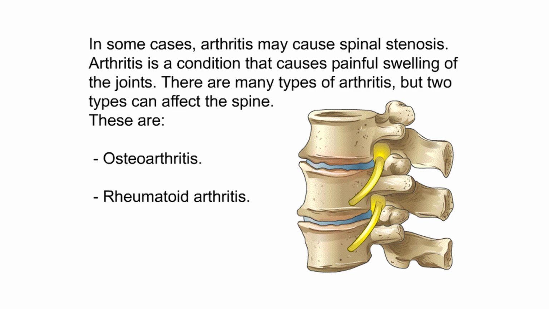In some cases, arthritis may cause spinal stenosis. Arthritis is a condition that causes painful swelling of the joints. There are many types of arthritis, but two types can affect the spine. These are osteoarthritis and rheumatoid arthritis.